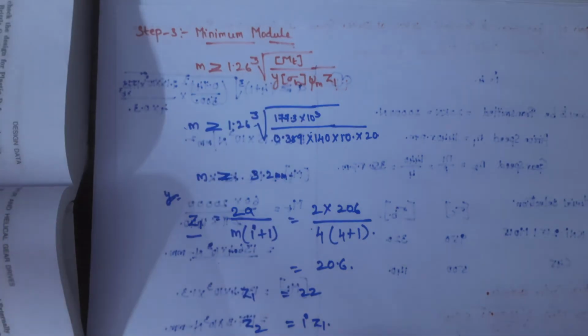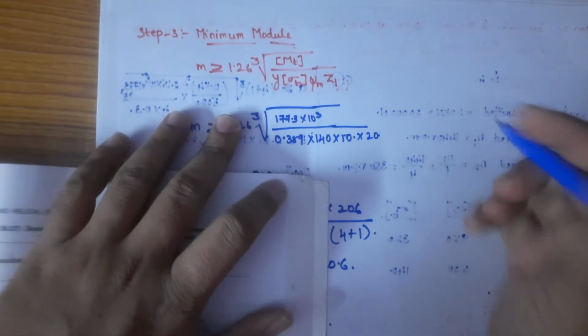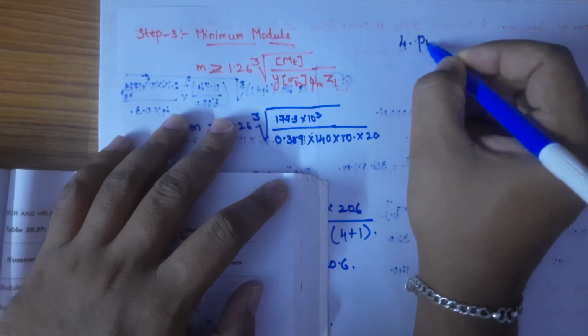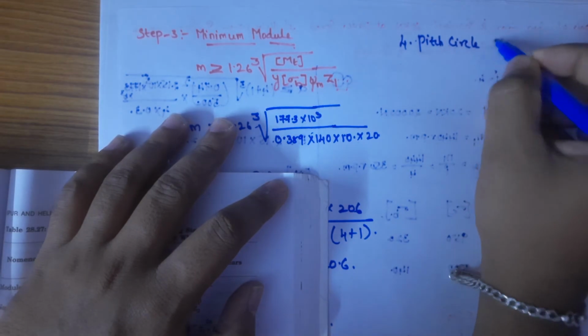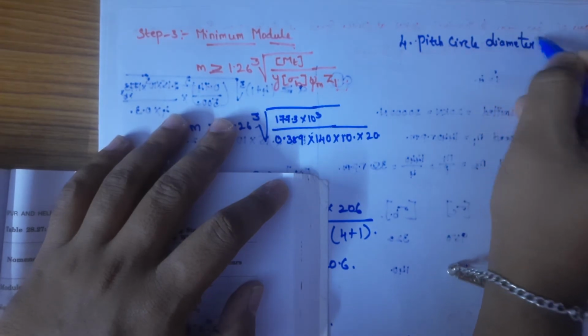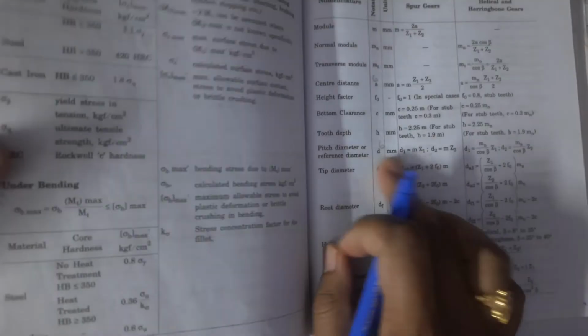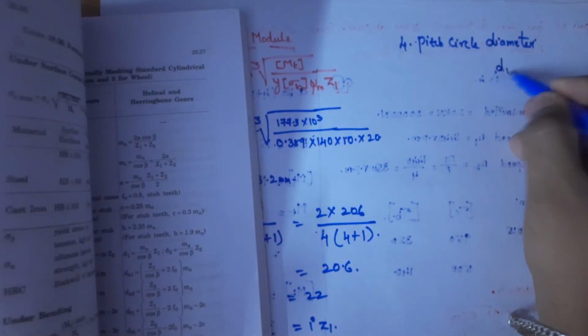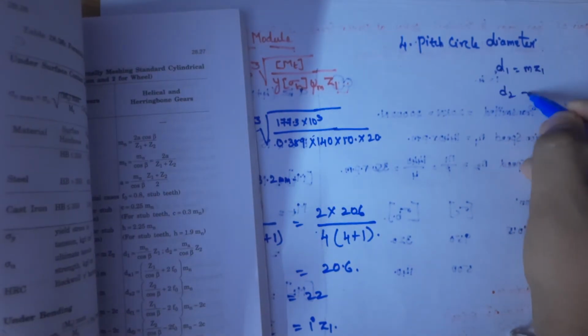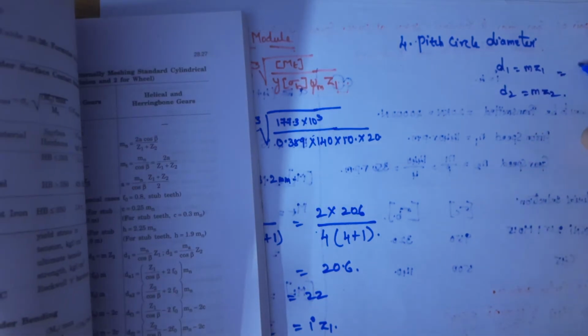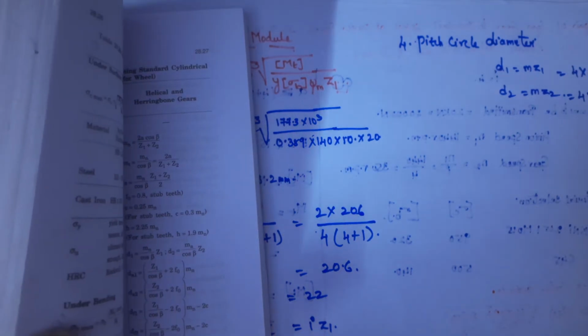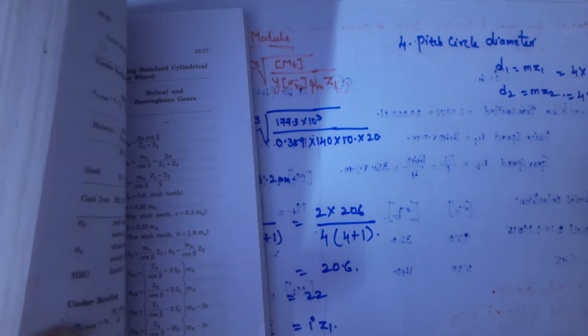The fourth step will be the pitch circle diameter. It can be found out by the formula d1 is equal to m z1 and d2 is equal to m z2, given in 28.27. So m is 4, with 22 and 88 teeth. The pitch circle diameter for the pinion will be 88 mm and for the gear will be 352 mm.